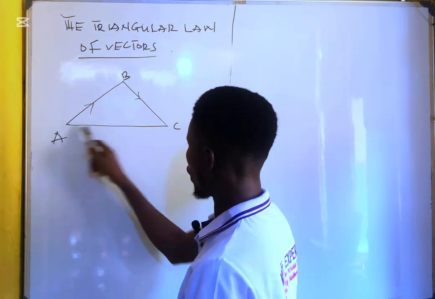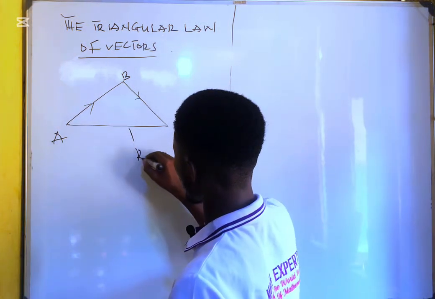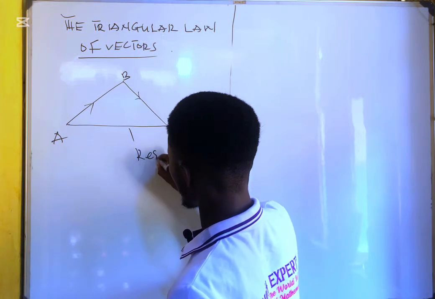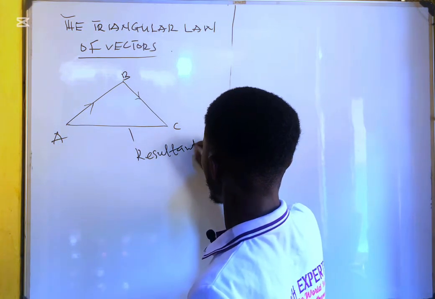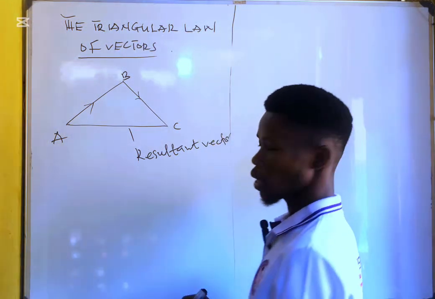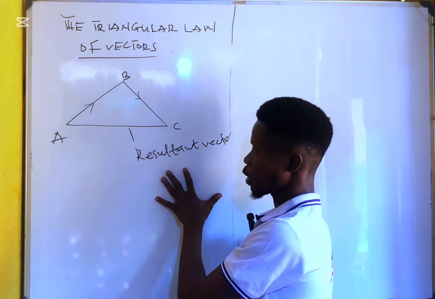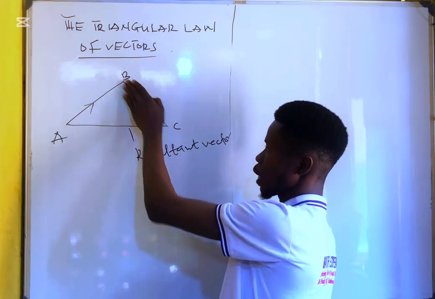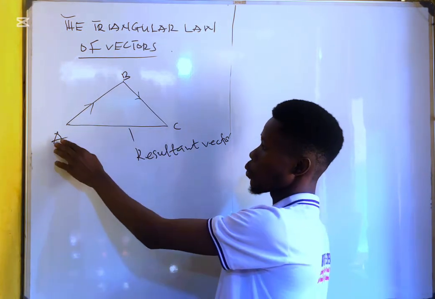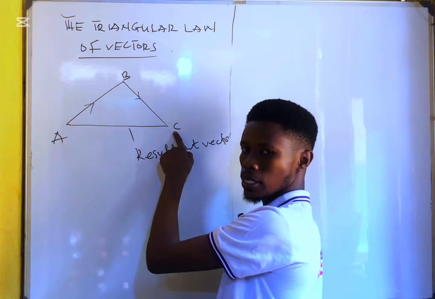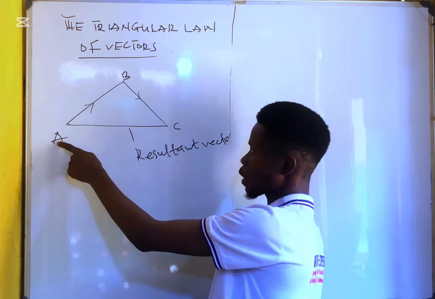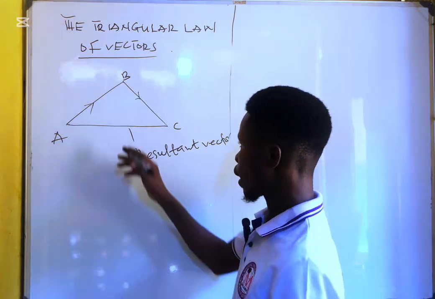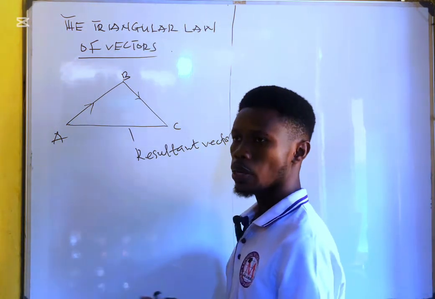So we say that from A to C is called the resultant vector. Is that okay? Because the resultant vector is the addition of the two, AB plus BC. Starting from A to C is the same as going from A to B, then B to C. That is how it is. So looking at this, A to C is the resultant vector.